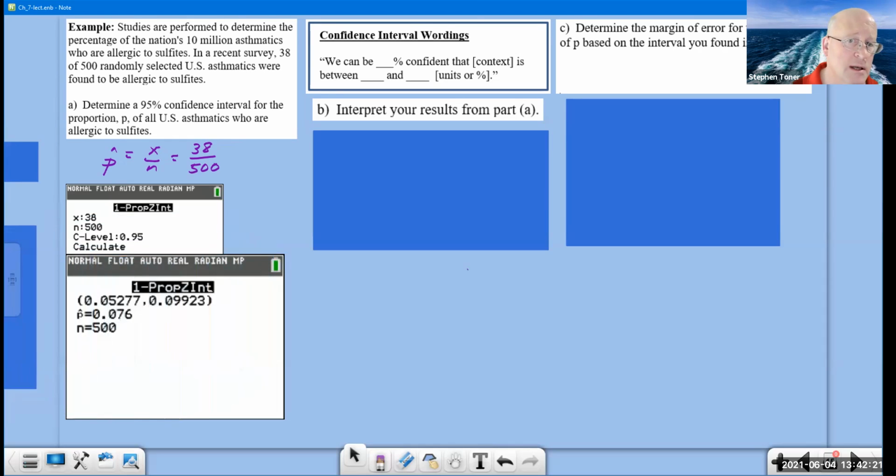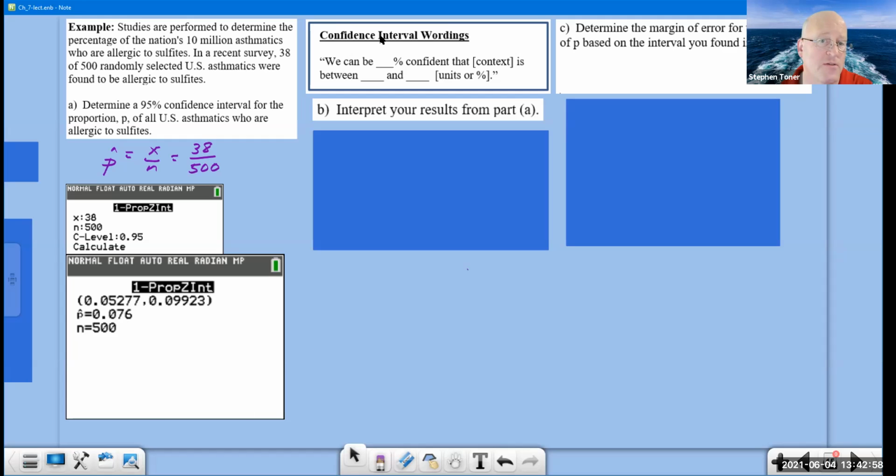Now, on my calculator, when it says create this confidence interval, well, here we go. I go into that one prop Z interval menu. I enter my 38 out of 500. I tell it that I want 0.95 for a 95% confidence interval, and out comes right here the interval. Now it's in decimal form, and quite often when we're interpreting these things, we want to write these in terms of percentages. So we will be moving the decimal over, as you see here in a moment.